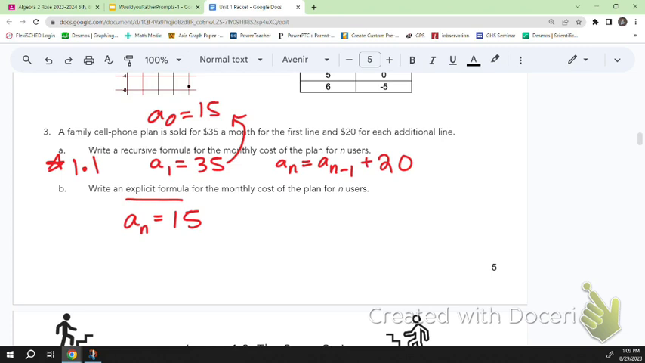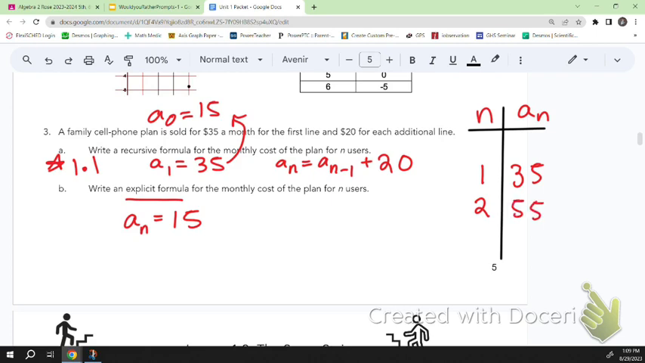Magic, not magic. If we just make a table, you don't have to write this, but if you're struggling, it's okay. n, a sub n. They told us that the first month is $35. The second month's going to be $55. The third month's going to be $75. If I went back 20, the zero term would be 15. That's all we're doing. I'm making a table in my head. If it helps you, make a table.